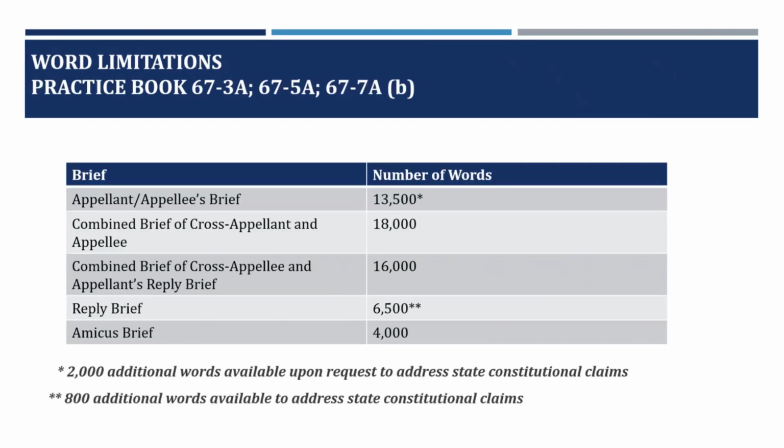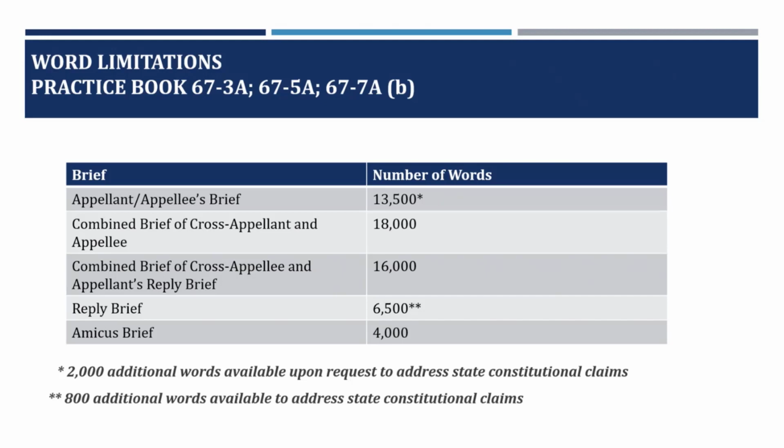And so your appellant or appellee's brief will have 13,500 words, and you can ask for an additional 2,000 words if you need to address a state constitutional claim, or 800 additional words for your reply brief. The combined brief of a cross appellant and appellee is 18,000 words. Combined brief of the cross appellee and appellant's reply brief is 16,000 words. The reply brief is 6,500 words, and the amicus brief is 4,000 words.